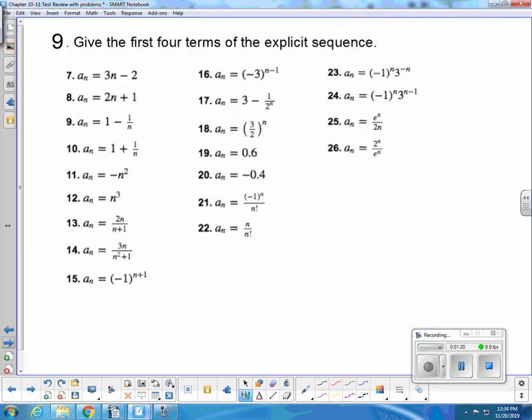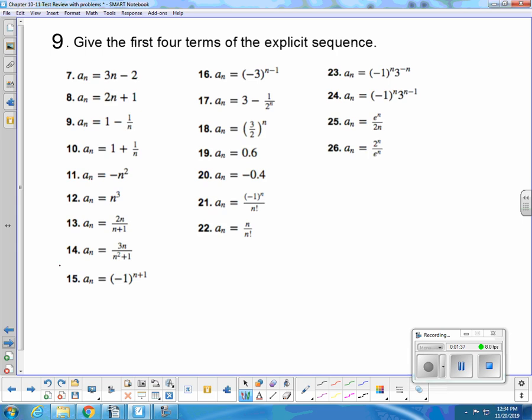Going next. Get the first 4 terms of the explicit sequence. These are easier, really. You're plugging in 1, then you're going to plug in 2, then 3, then 4. It's just plug and chug. So which one do we want to do? Go crazy. Which one? 14.